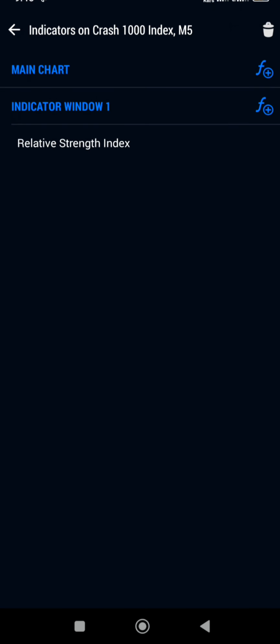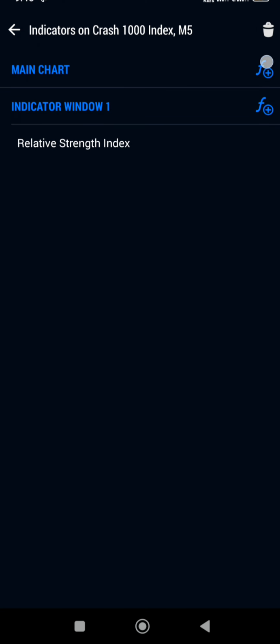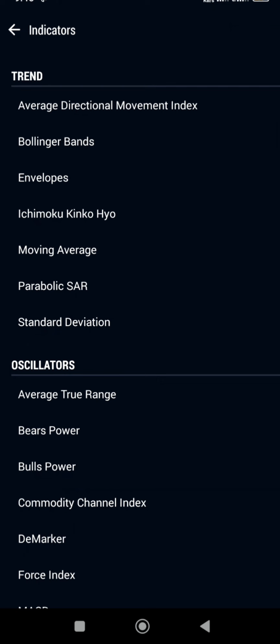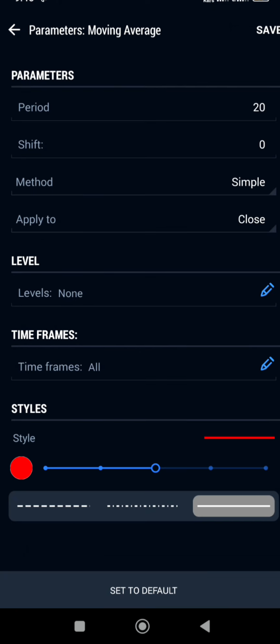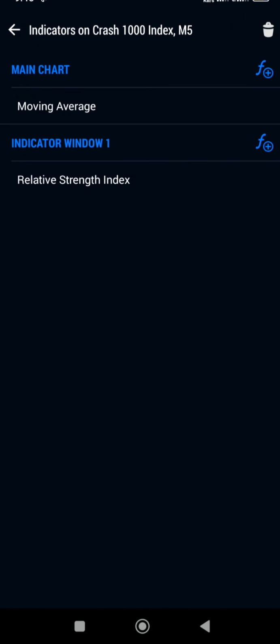The reason why it's at 3 is because it will detect spikes faster on, let's say, M1, M5 and M10 or M15. So this is very good for spike detection on lower time frames. Then let's check for moving average. We can set our moving average to 20. We can set this to exponential. Then you click on save.